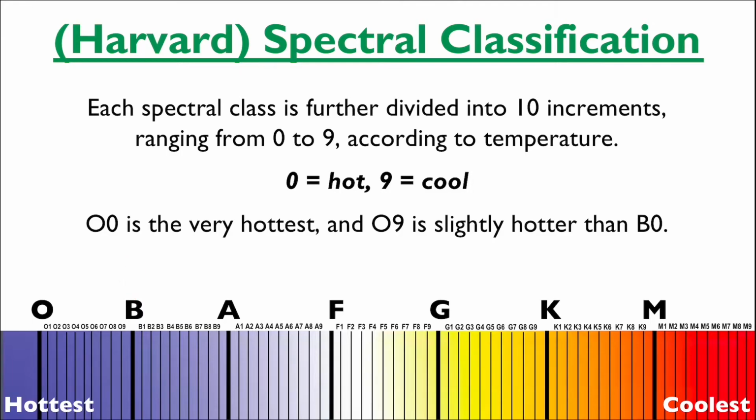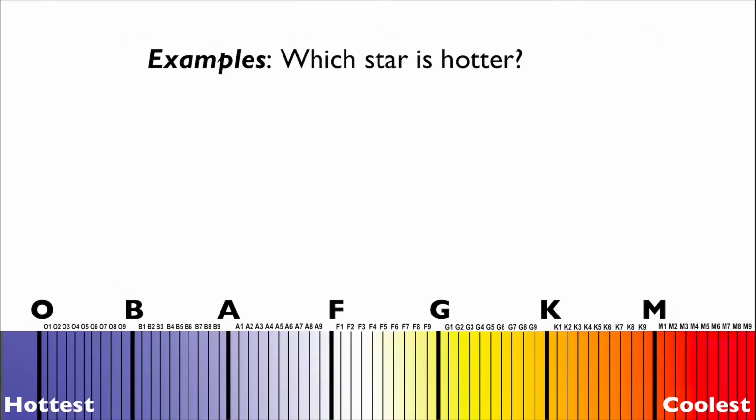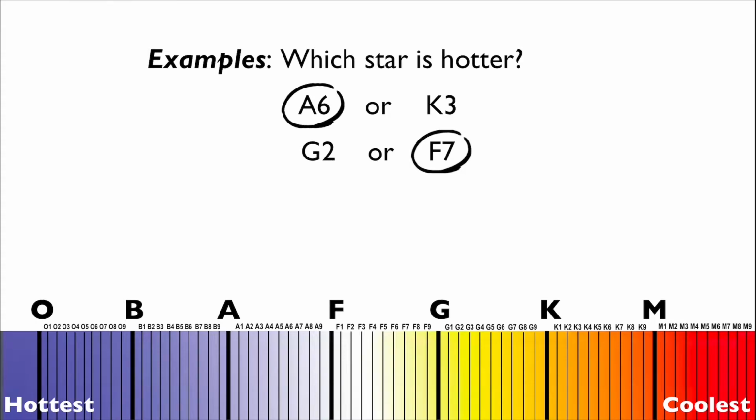So with that in mind, which star in each of these pairs of stars is hotter according to their spectral class? Would it be the A6 star or the K3 star? What about between G2 or F7? A4 or A1? B8 or M8?